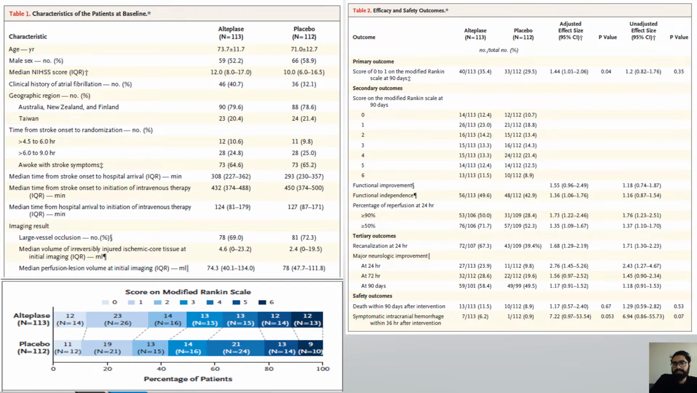And if you go to see the safety outcomes in table 2, the major safety outcomes were death within 90 days after intervention and the risk of symptomatic intracranial hemorrhage within 36 hours after intervention, which are present in the last 2 lines of table 2. Death occurred in 13 patients, which was 11.5% in the alteplase group, and 6.2%, which is 7 patients, in the placebo group.